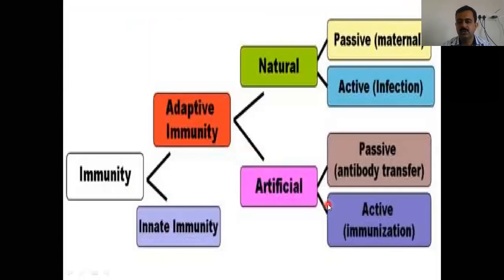This diagram shows immunity very effectively. There are two types, adaptive and innate. If it is adaptive, then it is natural or artificial. Natural has two points: passive immunity from the mother, and active immunity from infections. Artificial comes as passive immunity when antibodies are transferred, and active immunization. And innate immunity is something that we have naturally had from our childhood.